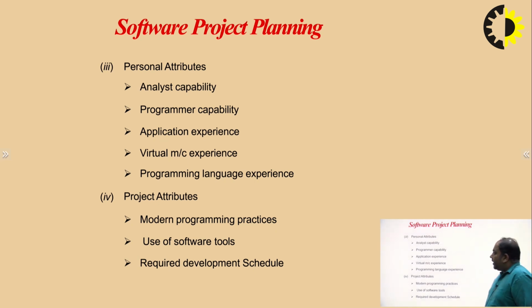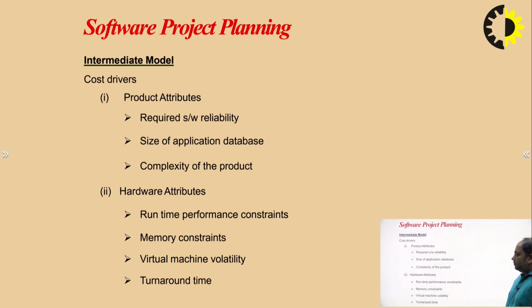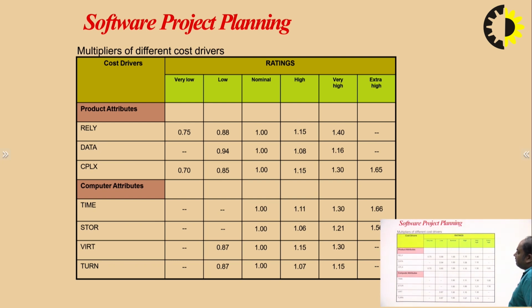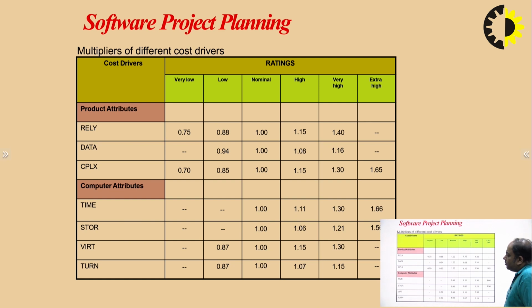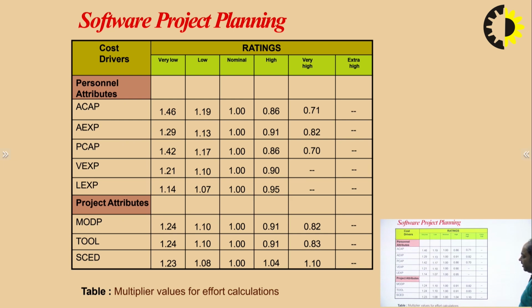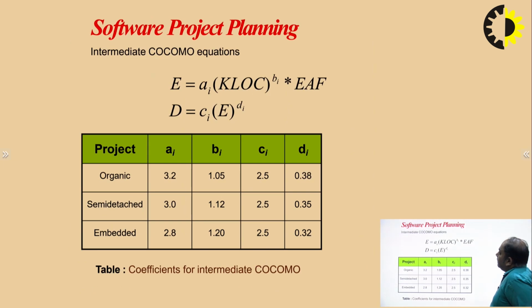So on the basis of these around 15 attributes, each attribute has some defined values. For product attributes, we have reliability, data size and complexity. When reliability is 0.75, it is considered very low, and 1.0 is considered very high. So for all these attributes we have defined values, and all these defined values are used for finding the value of effort and development time.